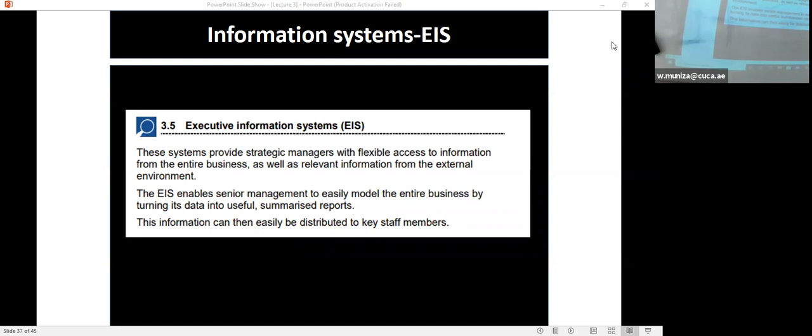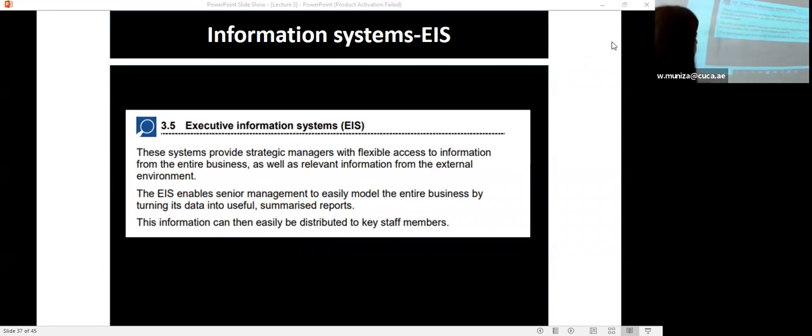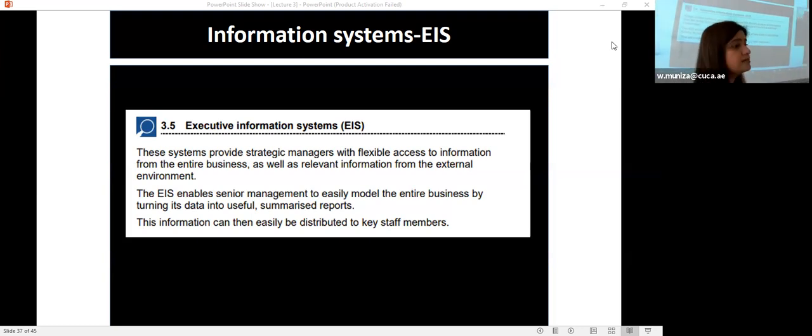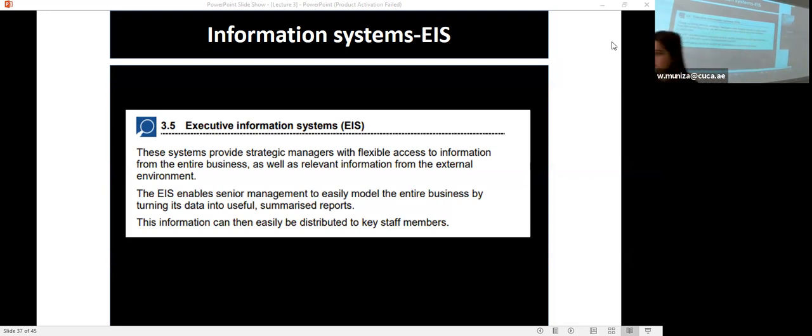The EIS enables senior management to easily model the entire business by turning its data into useful summarized reports. This information can then easily be distributed to key staff members as per the authority of executives in the organization. If they don't want some of the information to be distributed to the other levels of the management, they can restrict it, and if they have to address any issue through that system, they can address it.